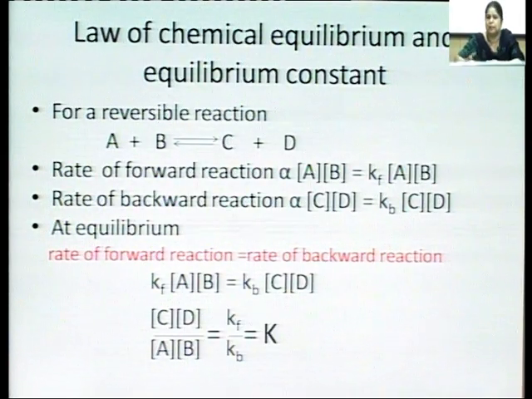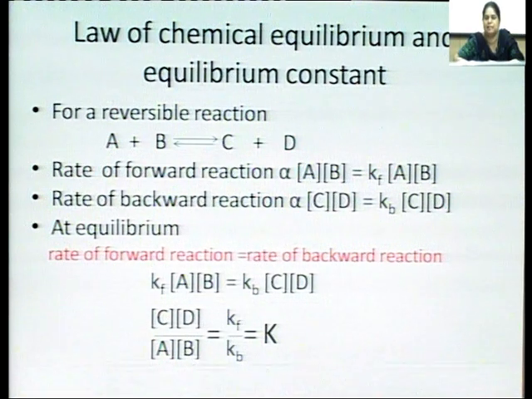Now, for a reversible reaction represented by A plus B, in which A and B are two reactants that give us C and D, the two products, the rate of the forward reaction will be proportional to the product of the concentration of A and the concentration of B. Now, if we remove the sign of proportionality, then it will be equated as Kf into concentration of A into concentration of B. Here Kf is the rate constant for the forward reaction.